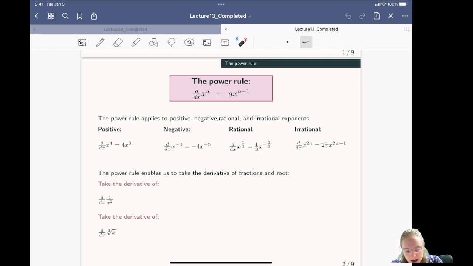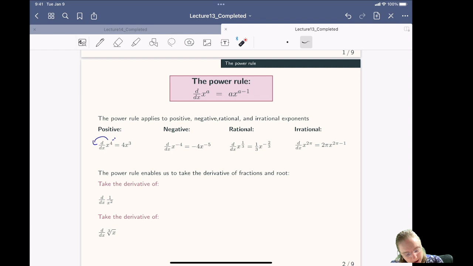All right, to see how this plays out in a couple of examples, if we have d by dx of x to the fourth, then we're going to take that 4 down and subtract 1, and we end up with 4x cubed. So if the exponent is positive, then this is what we get. The same thing plays out if the exponent is negative, rational, or irrational.